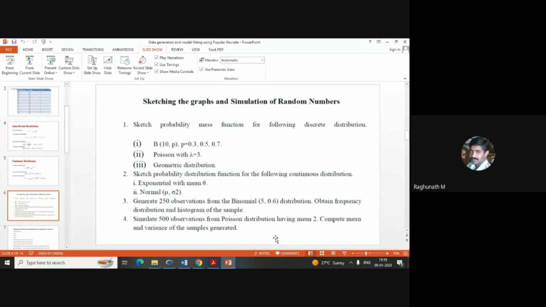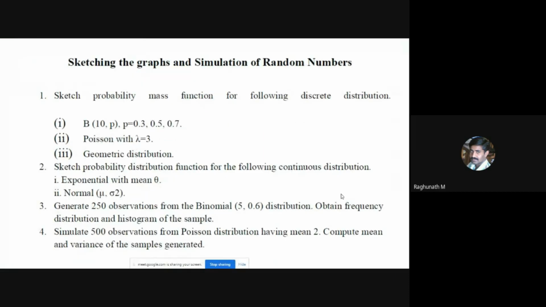First, let me understand the question, and then we shall go to that part. So coming to this one, this is our task. Now we have to work on this. We have to sketch the PMF of the binomial distribution. Binomial distribution always has n and p. N is the number of trials, and p is the probability of success.